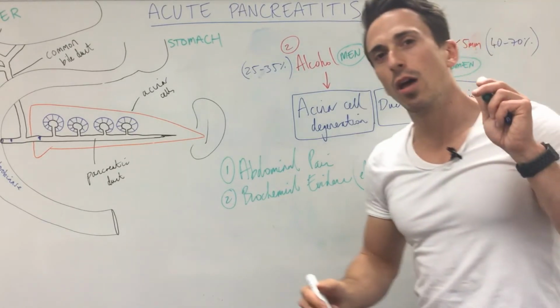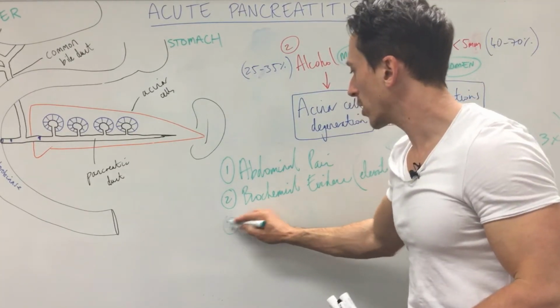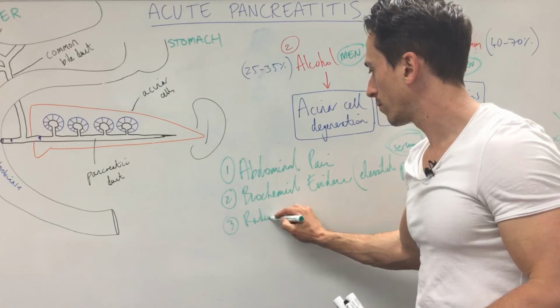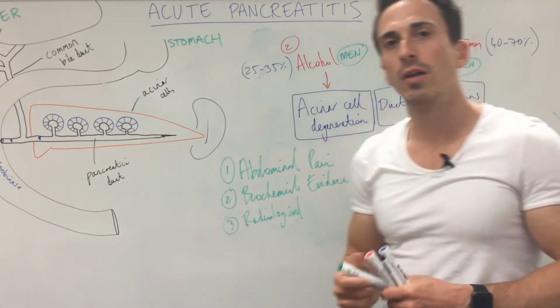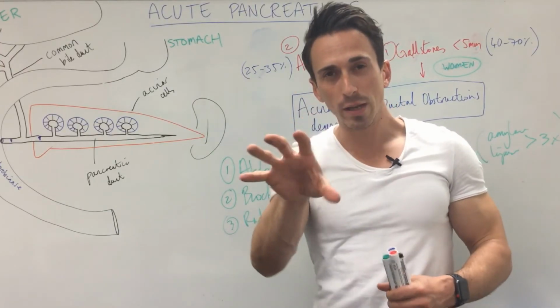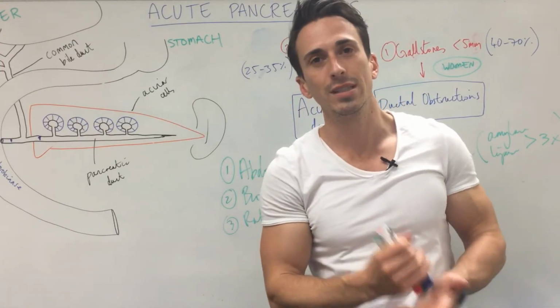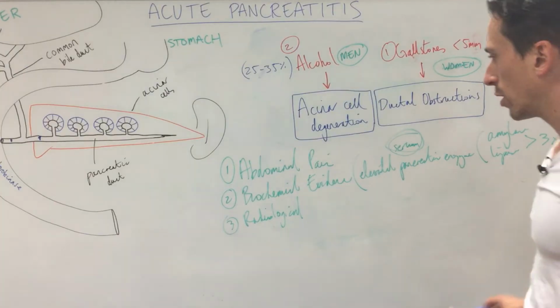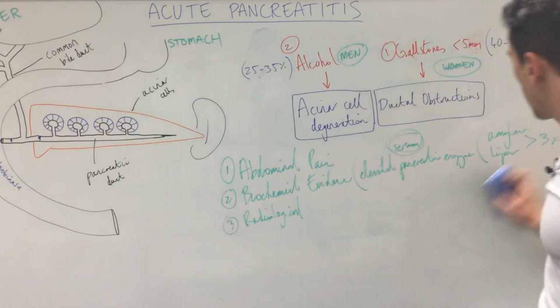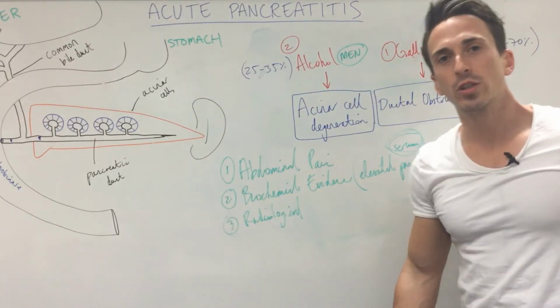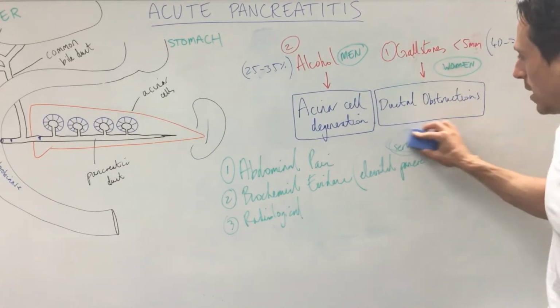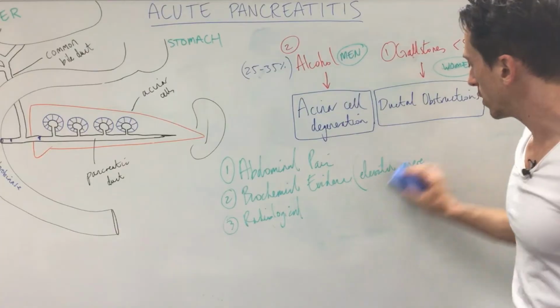Okay, what's the third? Well, this is radiological evidence. We need some view to have a look. Radiological evidence, we need a view to have a look and see whether, so sonographically, for example, have a look and see what's going on. So we need to tick 2 of these 3 boxes in order for it to be counted as acute pancreatitis.